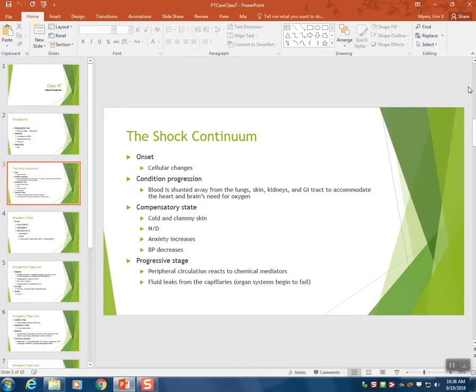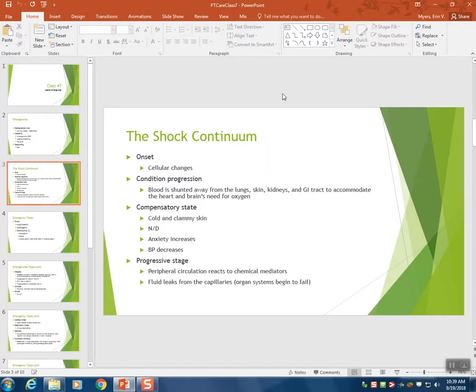With the onset of shock, you have cellular changes that occur, and that is the body's mechanism trying to help recover or restore the body. So you have things like the organs may shut down, or you may see patients start to turn cyanotic. You may see them hyperventilate when they're breathing. And that's the progression of the actual shock condition. So blood is shunted away from the lungs, skin, kidneys, and GI tract to accommodate the heart and brain's need for oxygen. There are 2 phases within the shock continuum, and that's compensatory and the progressive stage.